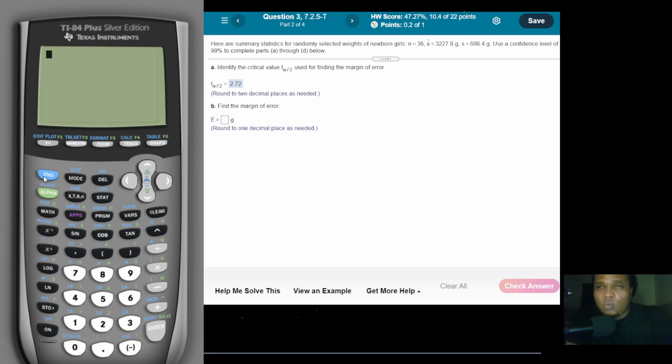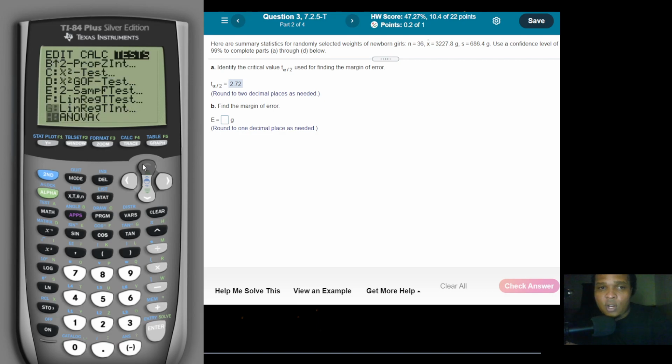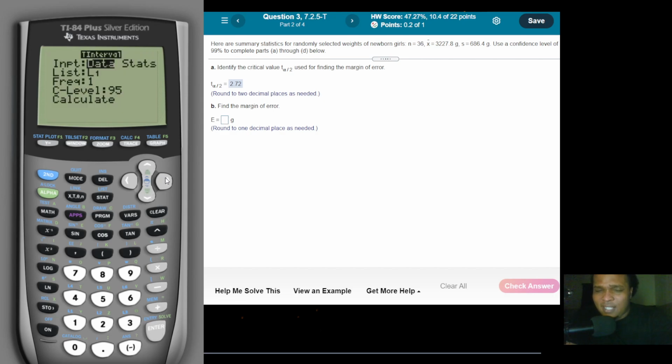So remember, we used 1 prop z interval. This time we're going to use t interval. So go to tests. We're going to go all the way down until we see t interval. There it is. Now, are we using data or are we using statistics? Well, we don't have a long list of data. We're going to use stats. We're using stats because they gave us the mean, standard deviation, and sample size. Those are the actual statistics.